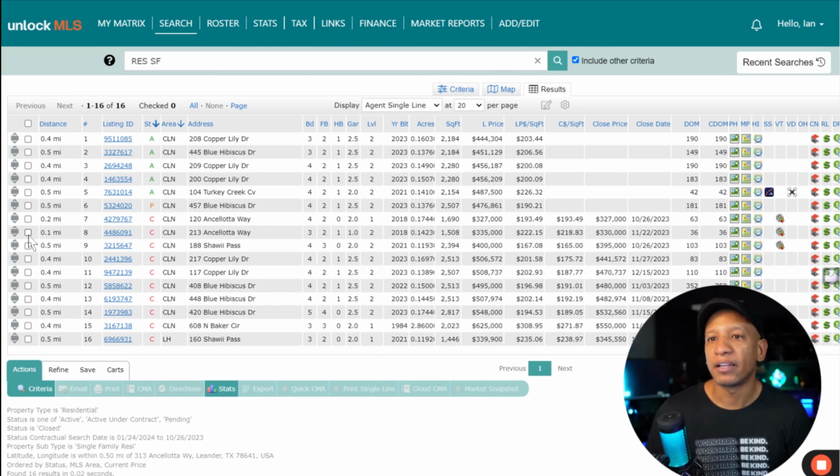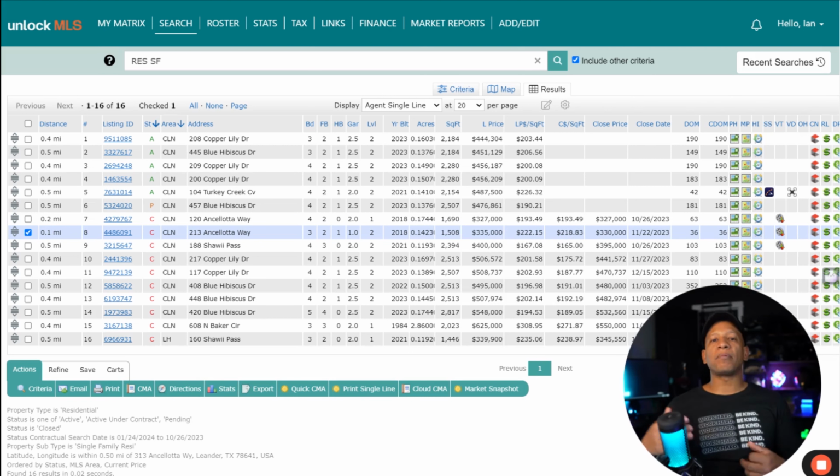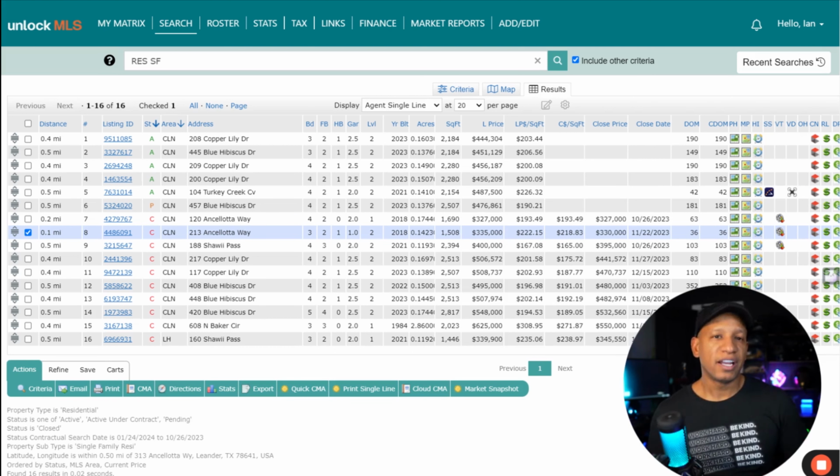The one below it, let's talk about this 213 Ensalada, was listed at $222 per square foot, which gives it a price of $335, but it closed at $218, which gives it a closed price of $330. Okay, so they probably asked for the sellers to help them with either repairs or closing costs or something like that. And so it reduced the closed price of the house from what it was listed at.